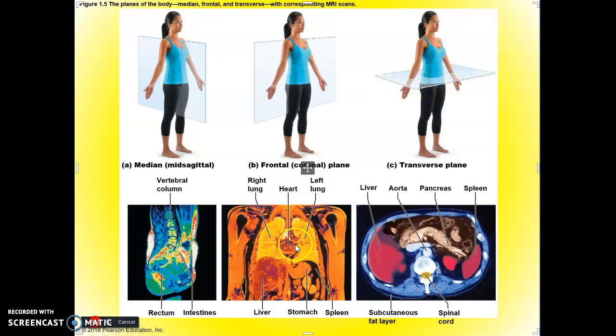Down below here, you can see these are different imaging techniques that they've done to generate different views of the body. This is a mid-sagittal view of the body. This is a frontal view of the body. This is a transverse view of the body, looking at different organs within those different parts of the body.